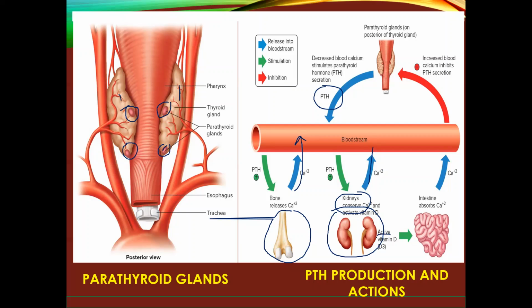It will also produce vitamin D. Okay, so the kidney will produce vitamin D. It will go to the intestine, and the vitamin D in the intestine will increase the calcium absorption from our diet. So now you understand why there is vitamin D in milk. When you buy milk, usually it has added vitamin D, because the function of vitamin D is to increase absorption of calcium from our diet, like milk, for example. And it will finally increase the calcium concentration in the blood.